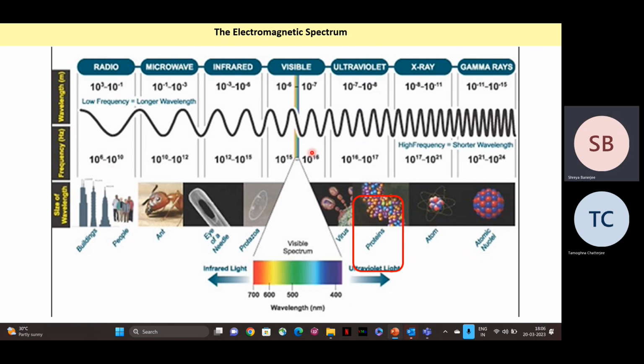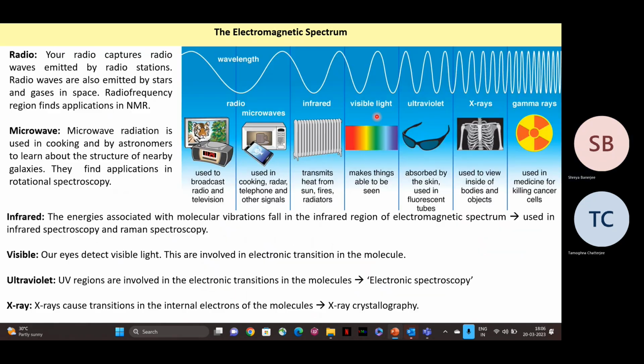In spectroscopy also, there are different kinds of spectroscopy, like IR spectroscopy, which uses the infrared region, or UV-Vis spectroscopy, which uses the ultraviolet region. So different regions of the electromagnetic spectrum are used in different kinds of spectroscopy. We will go through shortly the use of the different kinds of waves.